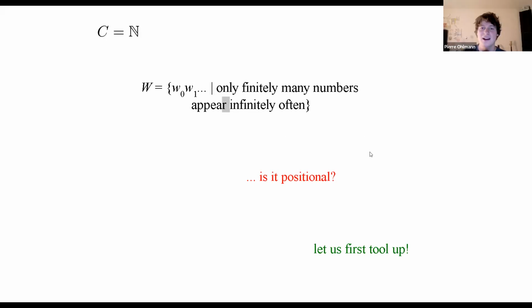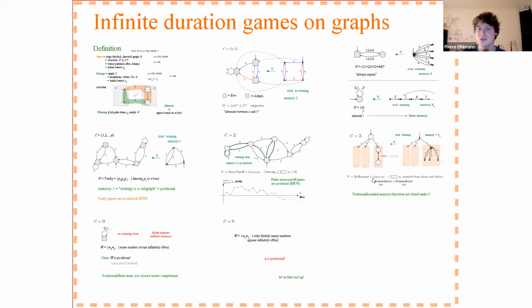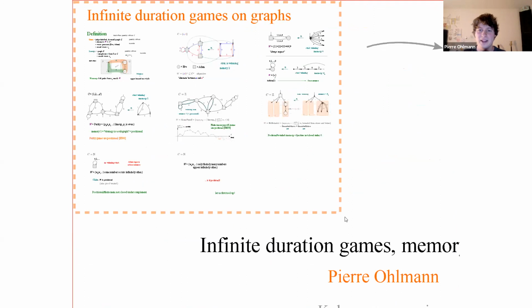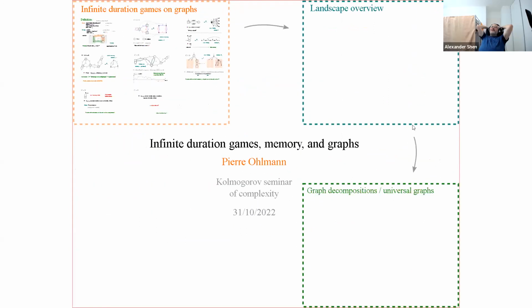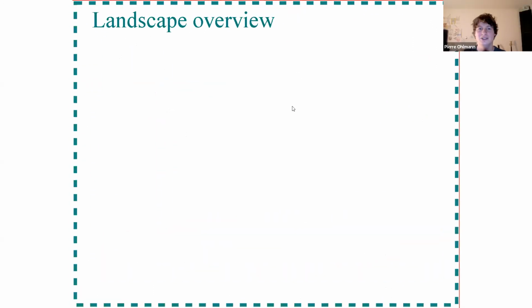Okay. So now I'm finished with the first part: definition and examples, and I also introduced parity and mean-payoff games. We don't see this intimidating slide, but probably it's not needed. Yeah, it's just a de-zoom. And now there's a zoom to another part, which will be a landscape overview.